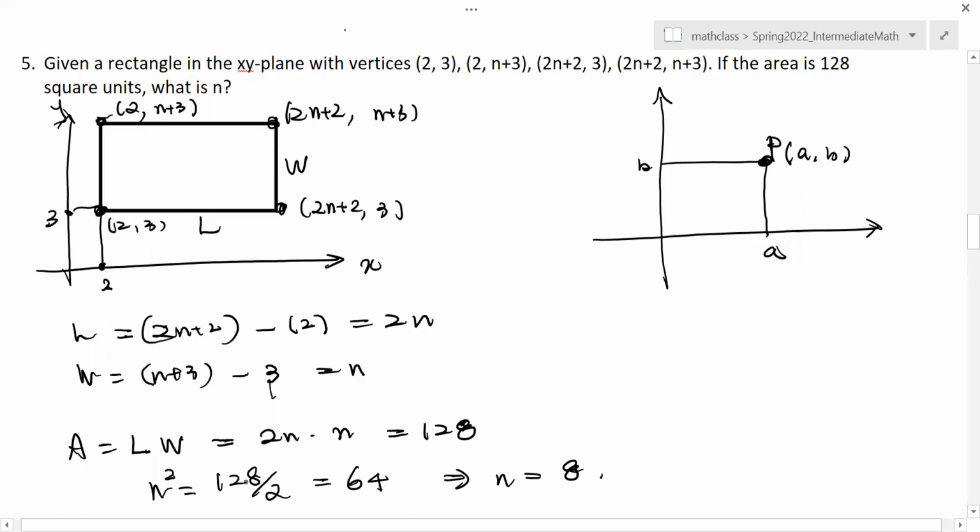Now, this one, you need some knowledge about the coordinates of a point in the xy plane. The first coordinate comes from the x-axis. The second coordinate comes from the y-axis, the vertical line. Then you can solve this problem. You have to figure out the length of the rectangle and the width of the rectangle in order to solve it. All right. Okay, so let's move on. This is the only problem involving coordinate geometry.